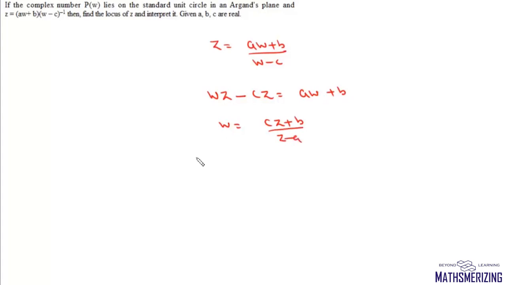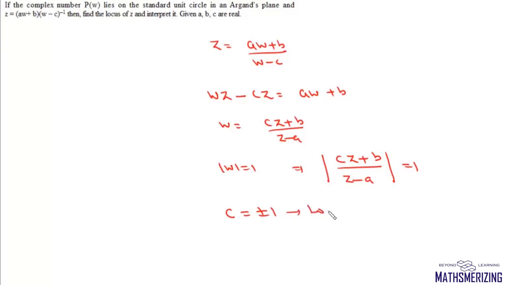Now it is given that this w lies on a standard unit circle, that means mod of w equals 1. So from here we can write mod of cz plus b upon z minus a is 1. Now if c is plus or minus 1, then the locus of z is a straight line, and if c is unequal to plus or minus 1, then the locus of z will be a circle.